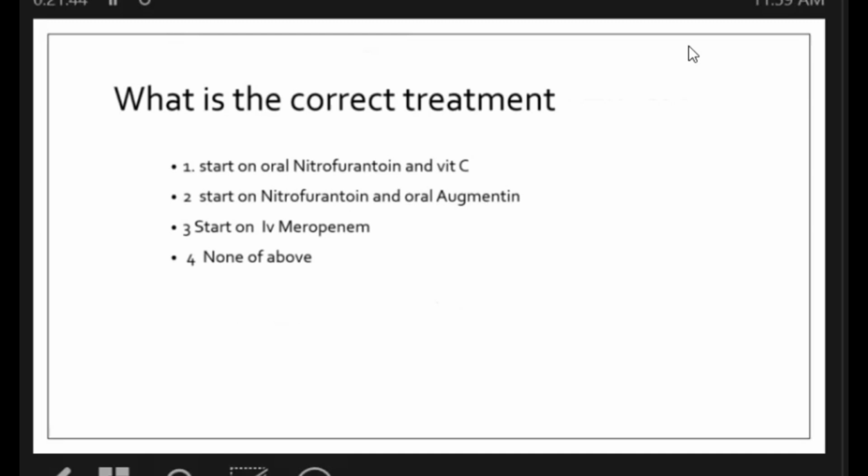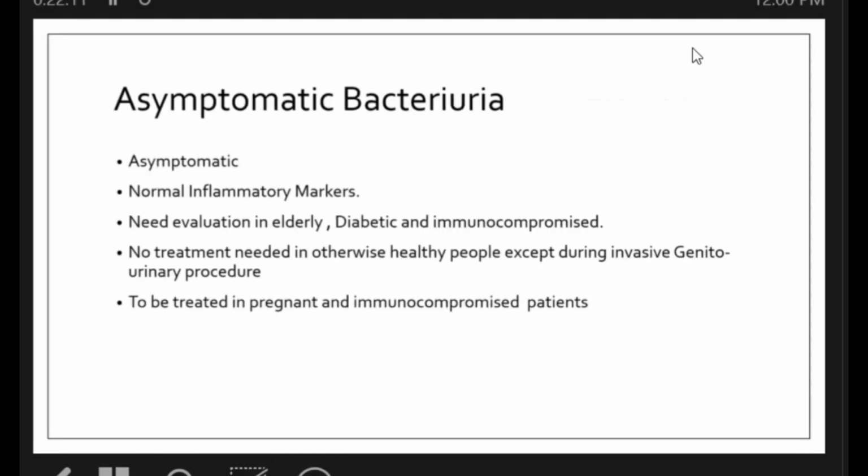Whether we are treating with nitrofurantoin, or augmentin, or meropenem. What do you think? So that's a very common thing. The first pitfall when you are managing urosepsis is that a lot of patients come in with pyuria and, not only pyuria, they present with culture positivity. That's the first pitfall: asymptomatic bacteriuria. This patient is completely asymptomatic with normal inflammatory markers.